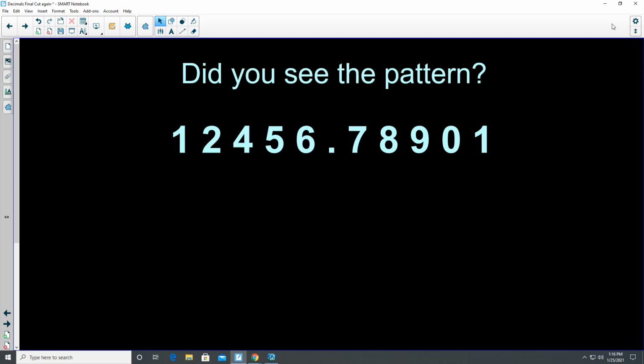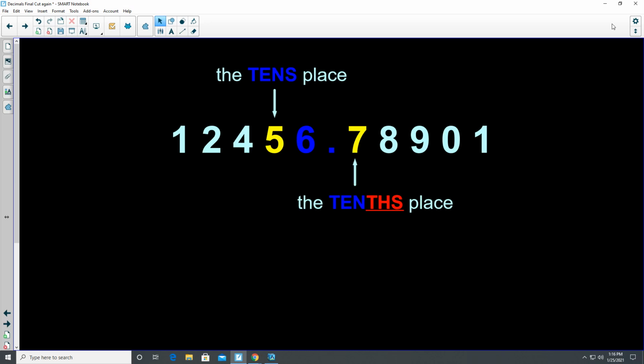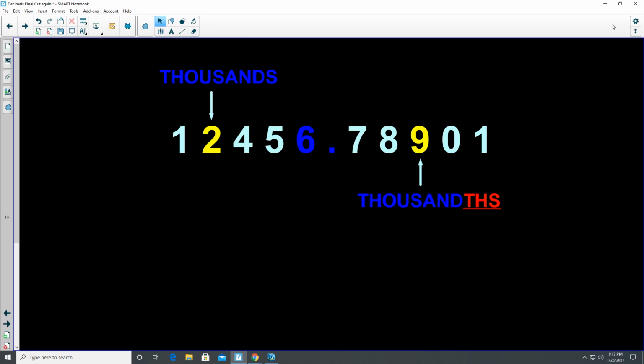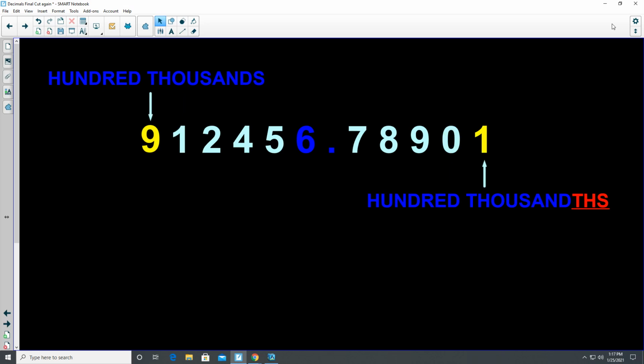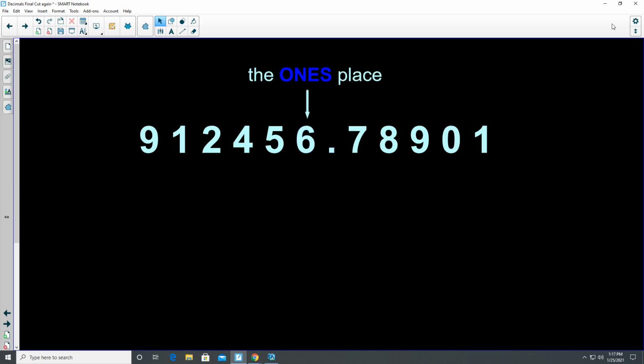Did you see that pattern? Well, let's look again. Starting in the middle, then going out. We have the ones place in the middle, and going out from there, we have the tens and the tenths place. You can see here, this is the pattern I'm talking about. TH-S. We have hundreds versus hundredths, thousands versus thousandths, and keep going and so on. So that's how this pattern comes about from the ones place in the middle.